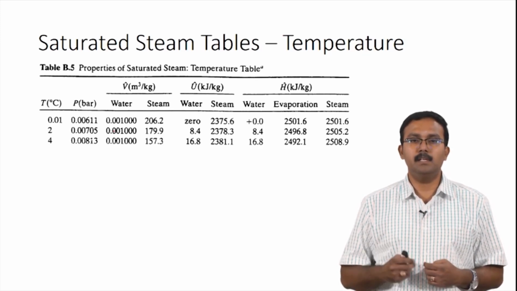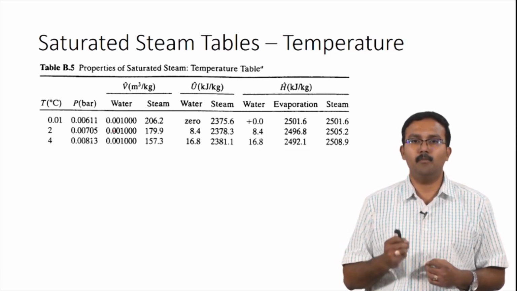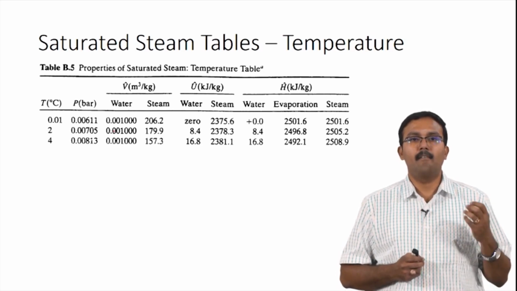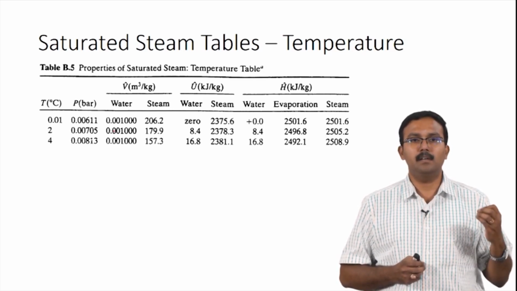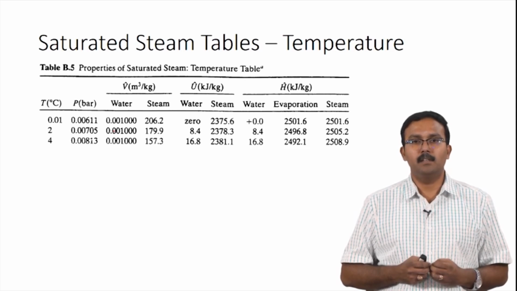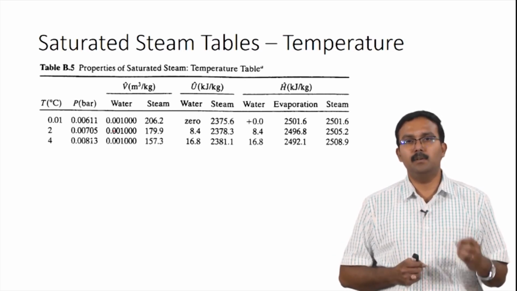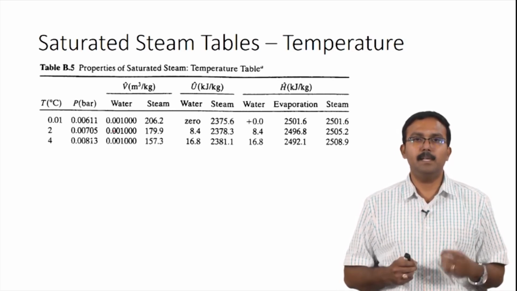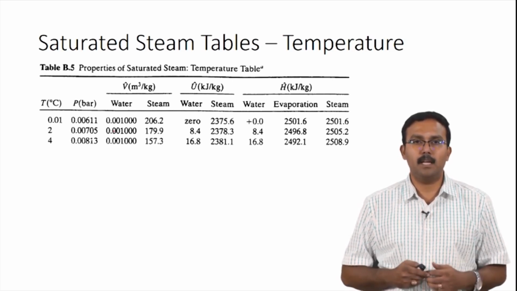What you see is that the specific internal energy and specific enthalpy for this particular point have been represented as 0. This implies that the reference state which has been used is liquid water at the triple point. The values for steam at the triple point are given as non-zero values. However, the value for water at the triple point is given as 0. This means liquid at the triple point has been used as the reference state for this table.